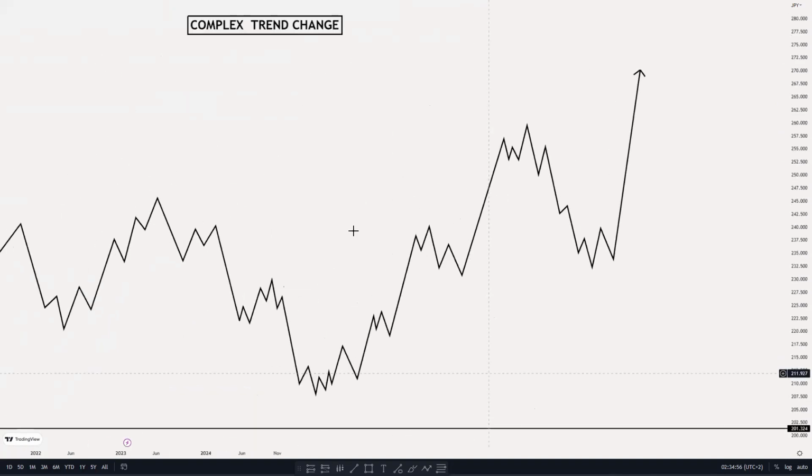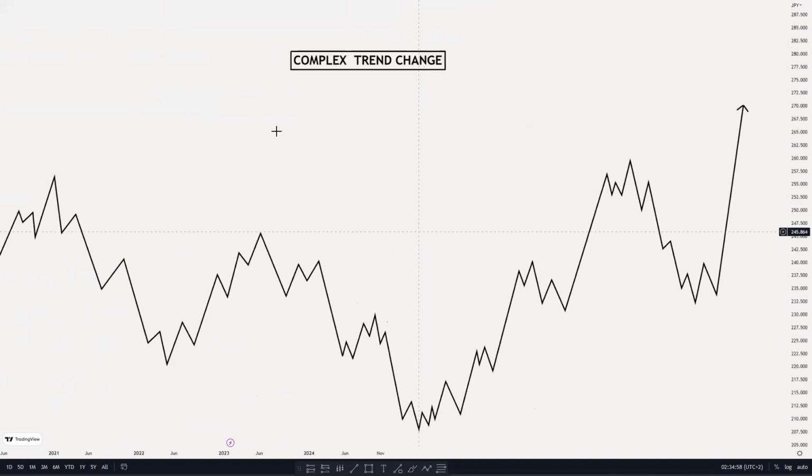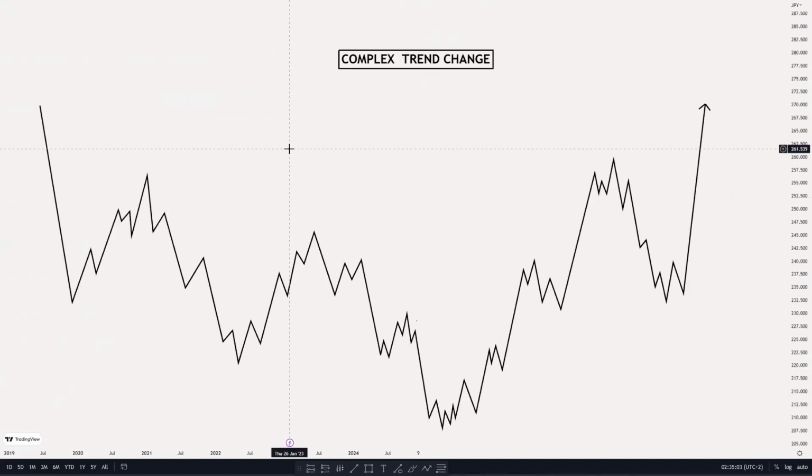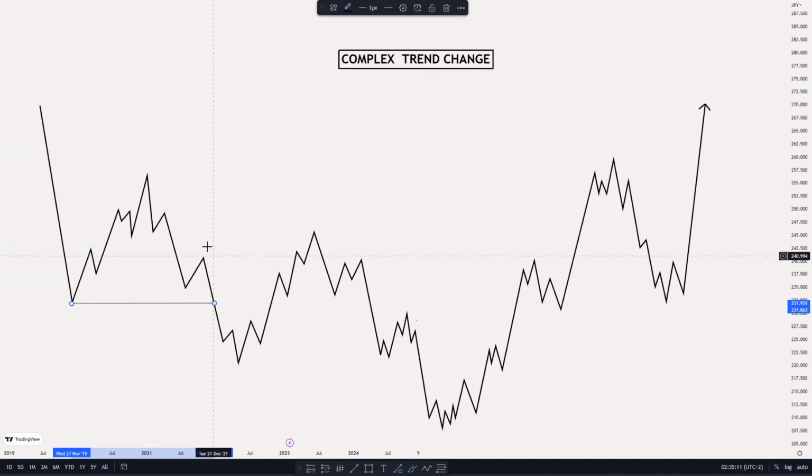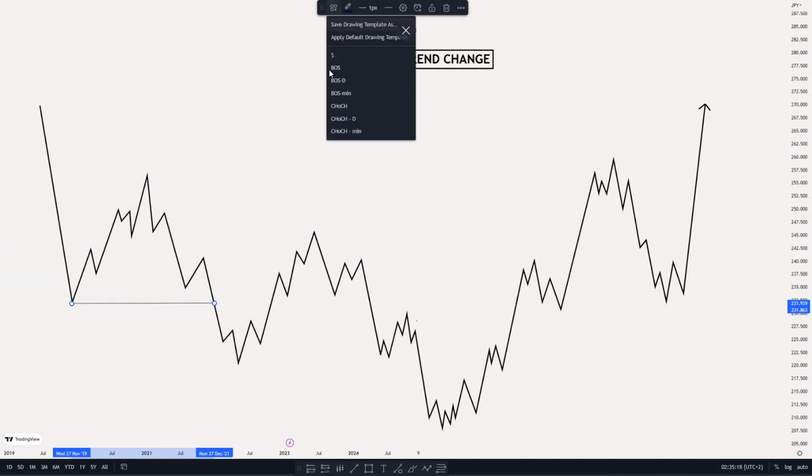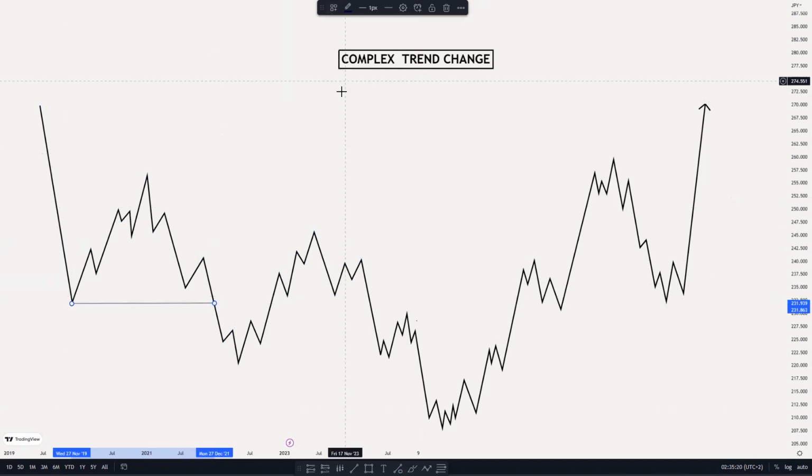Okay, so this is a bit complex one, but it's still the same thing. Let me just label it quick. So after the price has created the structure, this is a break of structure. The price broke the lowest point, right, so it's a break of structure.